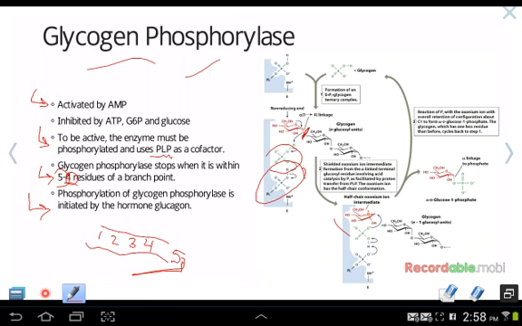Phosphorylation of glycogen phosphorylase is initiated by the hormone glucagon. So remember, glucagon is that hormone released from pancreas cells when blood sugar is very, very low. That would indicate that if we haven't eaten in a while, or we don't have a lot of glucose in our blood, then the muscle cells aren't getting the glucose, or brain cells aren't getting the glucose. So then glycogen needs to start to be cleaved to release some glucose into our blood. This happens either in the muscle or in the liver.